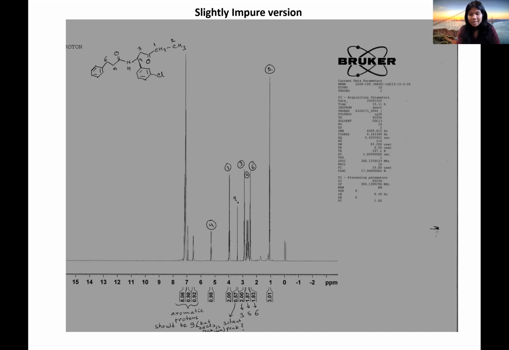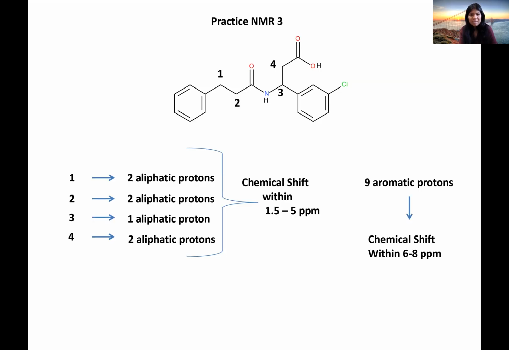Okay, so let's go to the next structure. So this is another structure. As I have already mentioned in my previous examples, we'll look for the aliphatic protons and the aromatic protons. So we have 1, 2, 3, and 4 different types of aliphatic protons. 1 is for 2 aliphatic protons, 2 is again for 2 aliphatic protons, 3 is for 1 aliphatic proton, and 4 is for 2 aliphatic protons.